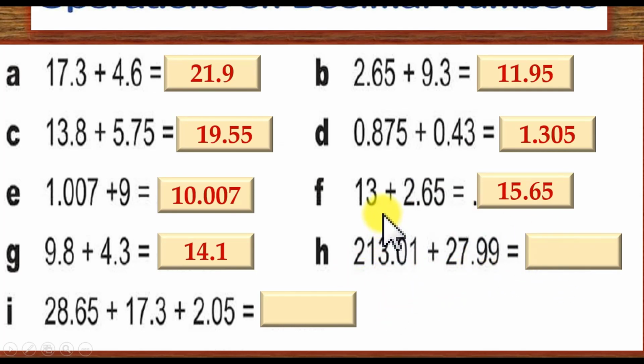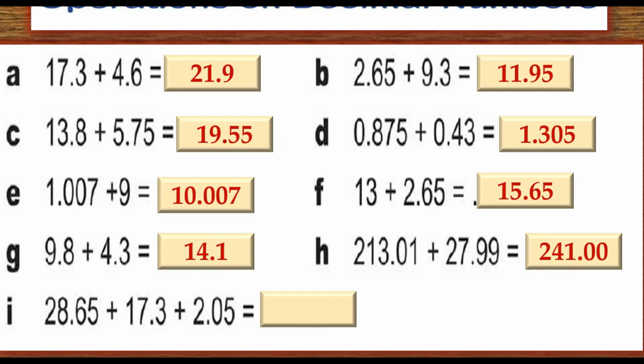Bravo. 1 and 3 is 4. 4 and 7, 4 plus 7 equals 11. 1 and carry 1. 1 plus 1 equals 2 plus 2 equals 4 and write 2 as it is in hundredths place. So the sum is 241.